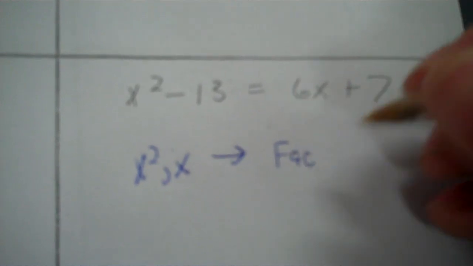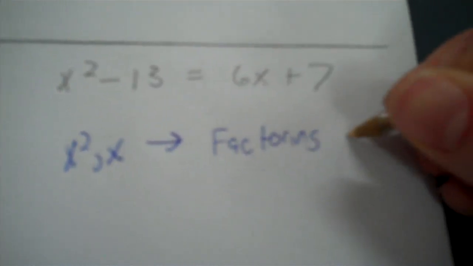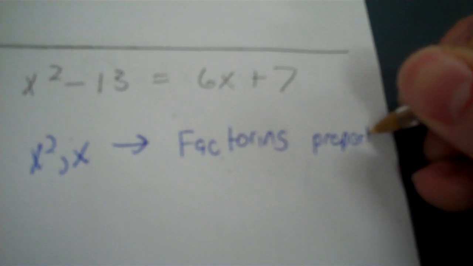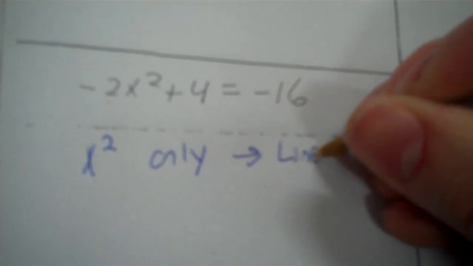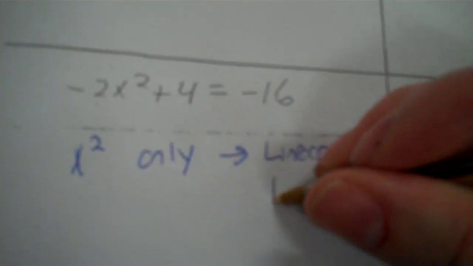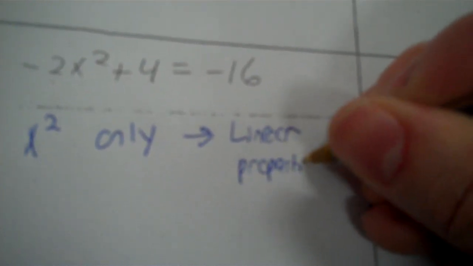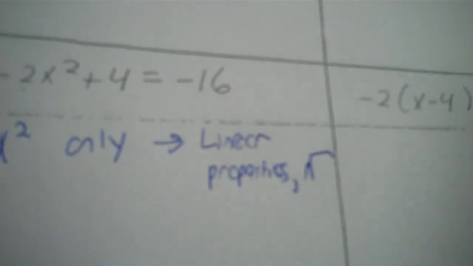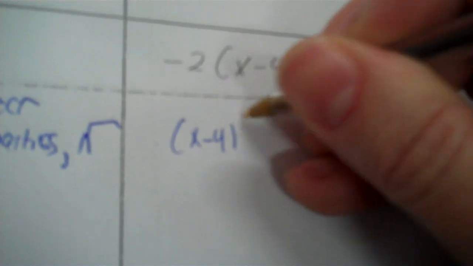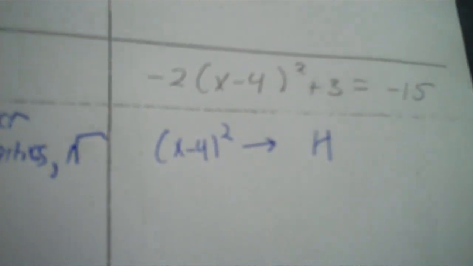You have x second and x. You are using factoring properties. You have x second only. You are using linear properties. It's either factoring properties, linear properties, or the h. Linear properties, and then put comma square root. Now you have x in a parentheses with a minus 4 to the second. That would be the h.